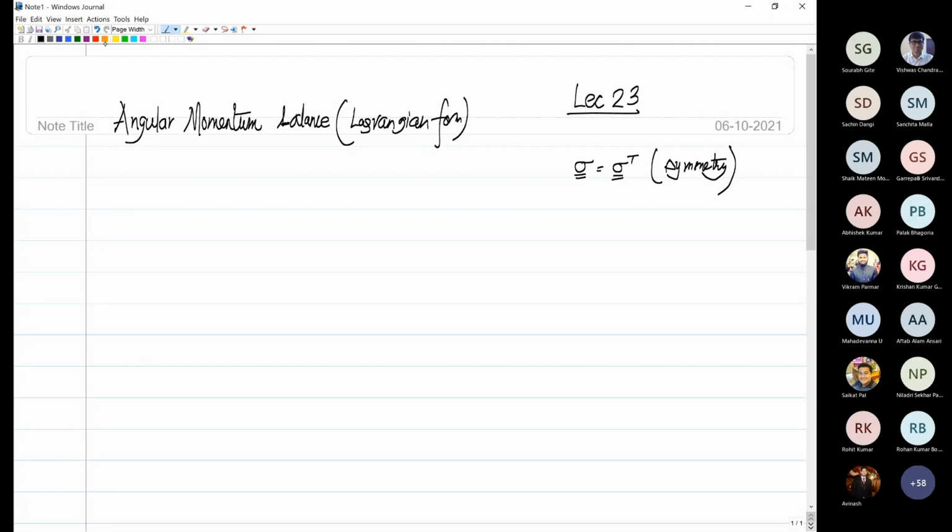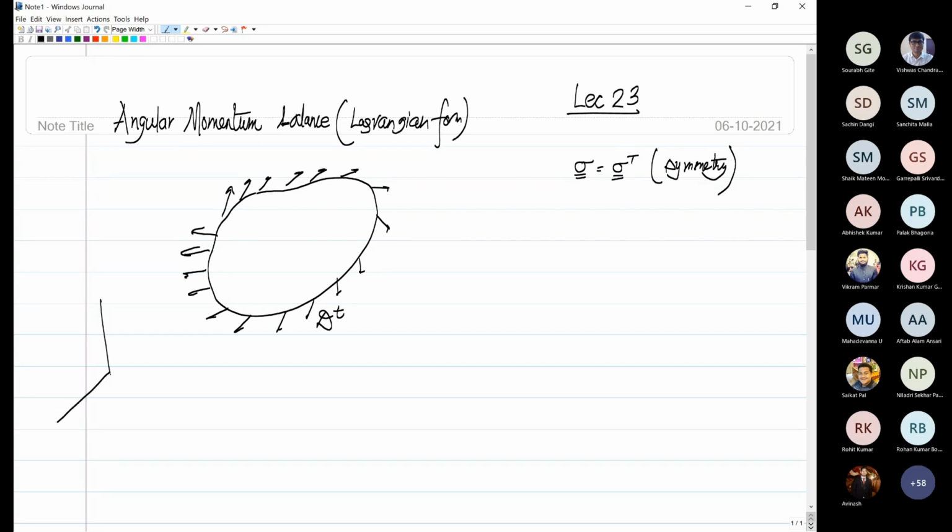So again, we have our body, or the part of the body, which we have been calling dt, and then the various external loads acting on it. And we have the origin of a coordinate system, let us say O, and we are doing angular momentum balance about the point O. It also has those body forces.